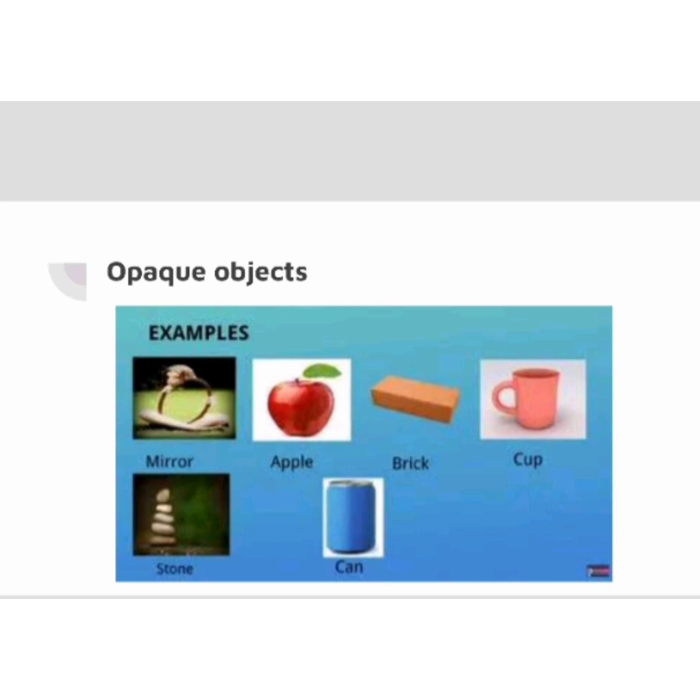We cannot see the things which are kept behind these types of cardboard, wooden box or metals, right? These materials are called opaque objects. Wood, cardboard, brick, cup, apple, can, stone, mirror. These are the examples of opaque objects. The things through which we cannot see are called opaque objects.